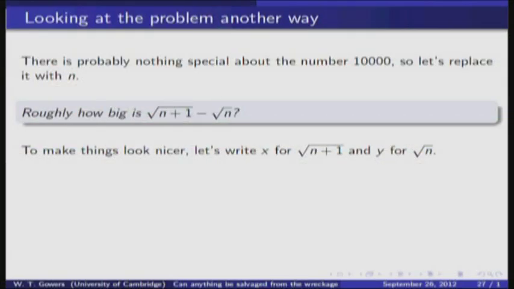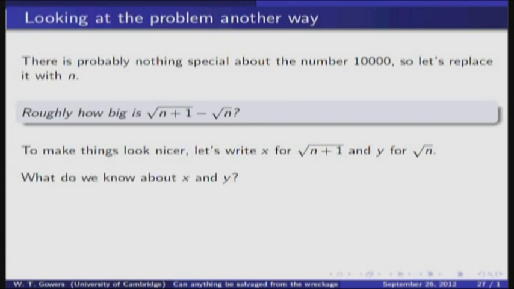I could, of course, just go through the same argument, but we're trying to imagine that we don't know that argument. So if I did that, that would be very unsatisfactory. So I'm just going to write x for the square root of n plus 1, and y for the square root of n, and just see where we go.